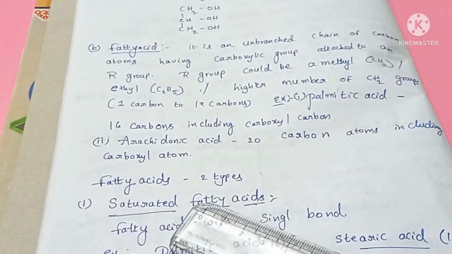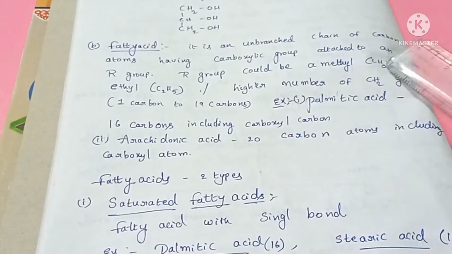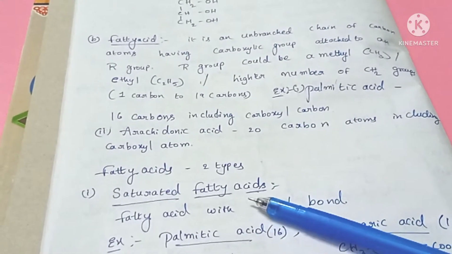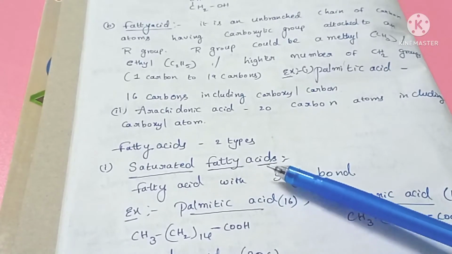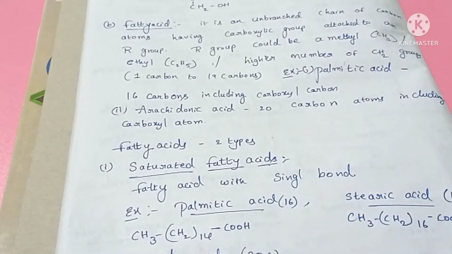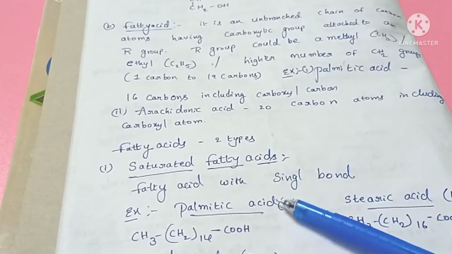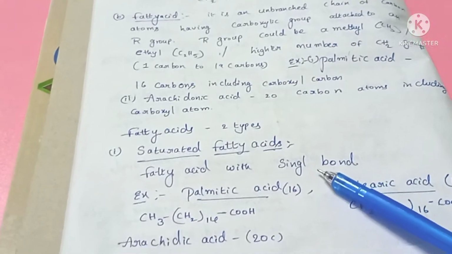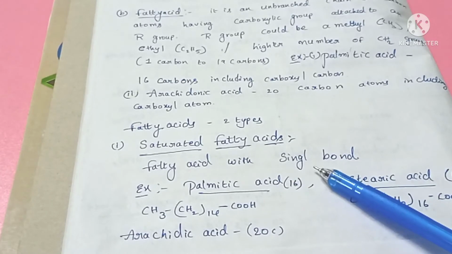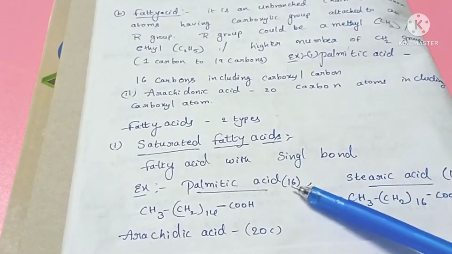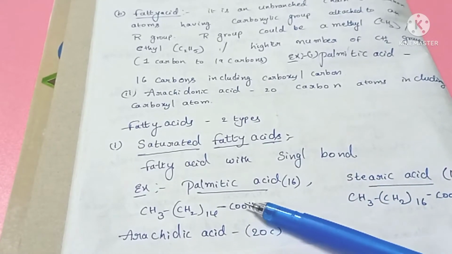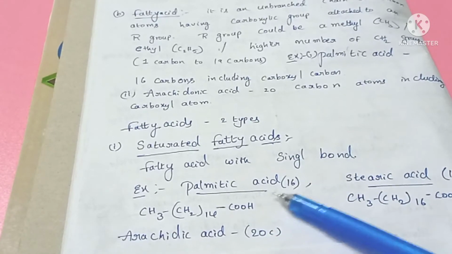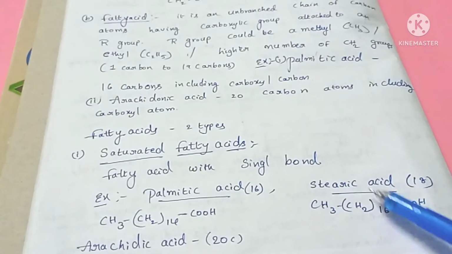And these fatty acids are of 2 types. How many types of fatty acids are present? 2 types. The first one is saturated fatty acids. What is meant by saturated fatty acids? They consist of single bonds only. Examples of saturated fatty acids are palmitic acid and stearic acid.